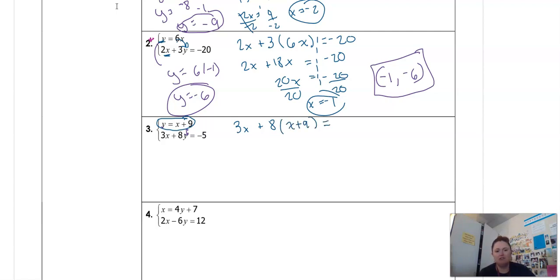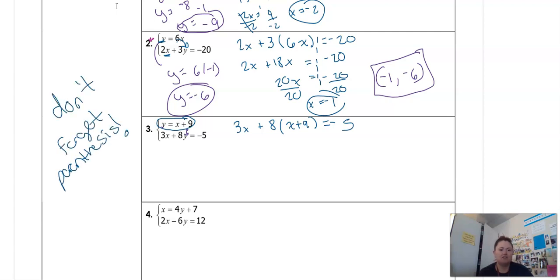This is one of those situations where the parentheses are really important. You have to put the parentheses. Don't forget, because you'll get it wrong if you don't put the parentheses in there. Because now we have to do the distributive property, which hopefully you remember. So you have 3x plus 8x plus 72 equals negative 5. Again, doing the thing where I do the same thing to both sides. Collect like terms.